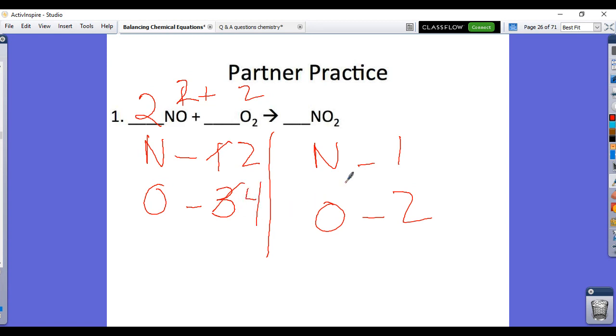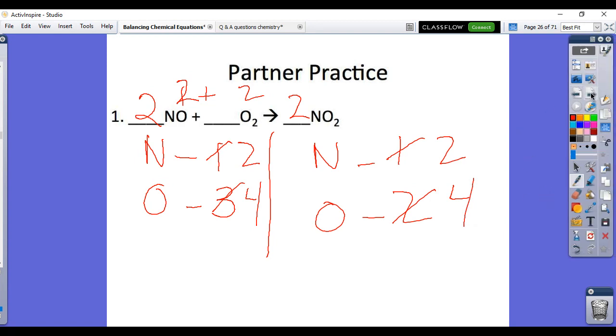All right, so now I go over here and I now have 2 nitrogens and only 1. So I'm going to put a 2 there. So 2 times 1 gives me 2. And then 2 times 2 gives me 4. So voila, you have a balanced equation.